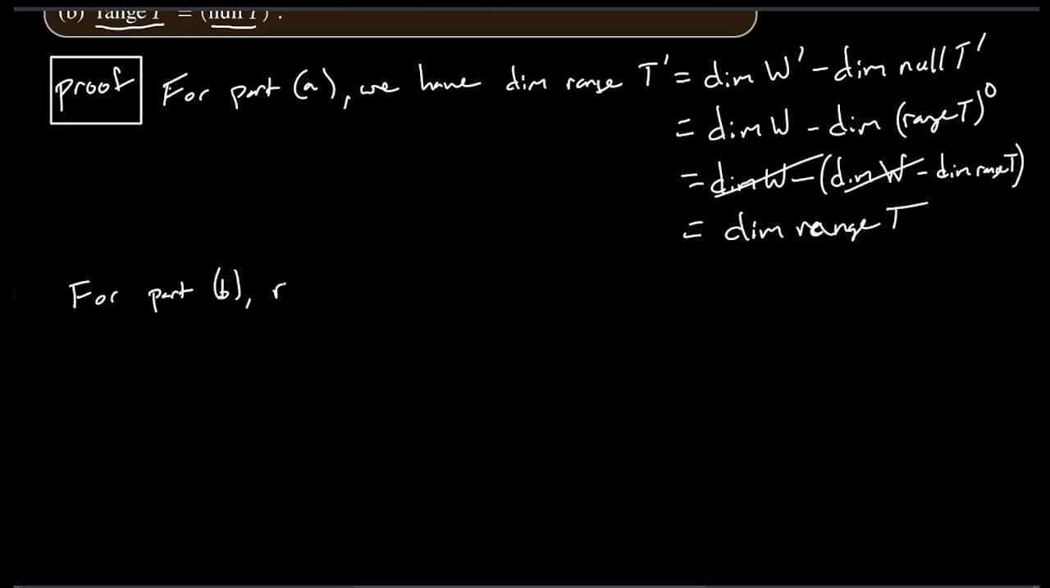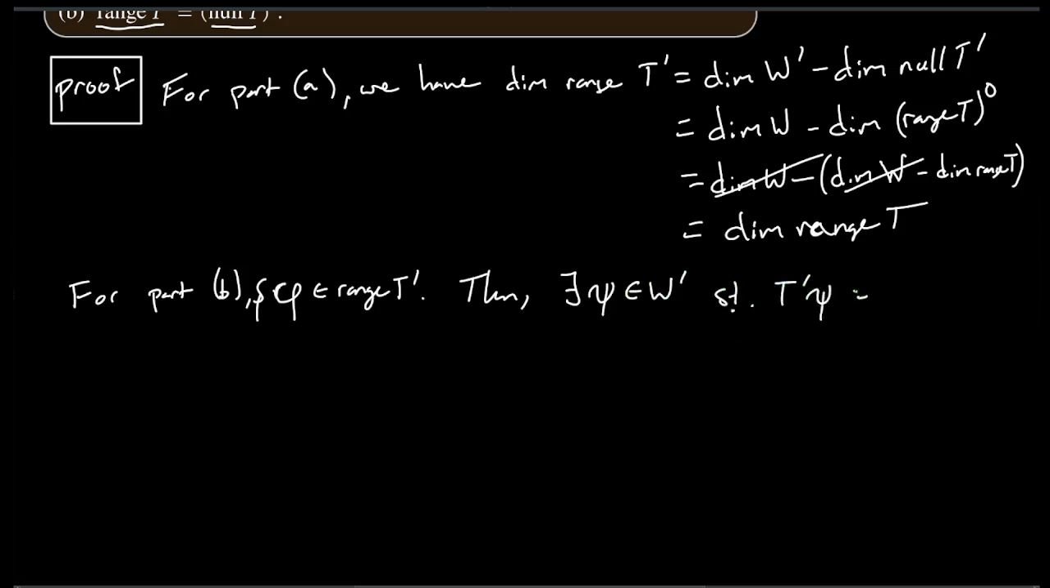So let's take some phi in the range of T prime. Suppose phi is in the range of T prime. Then there exists some psi in W prime such that T prime of psi is equal to phi, right? Okay, and I'll even put a parenthesis around that if you want to see it like that. For some reason, we've been writing parentheses, even though we normally write linear maps without them. Maybe just because it makes it slightly easier to see what's going on.